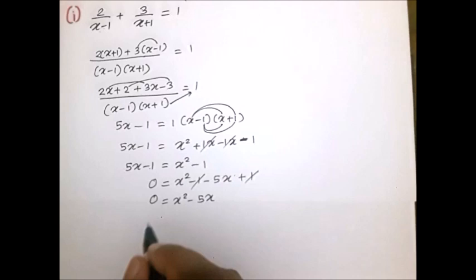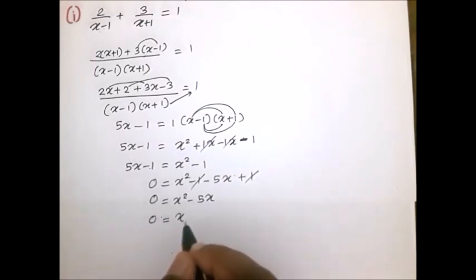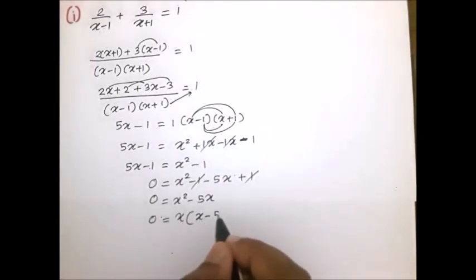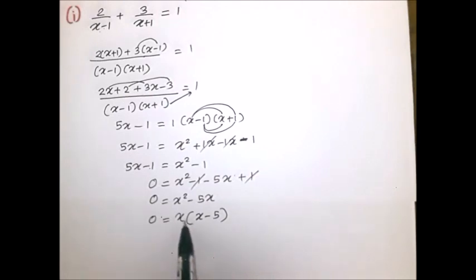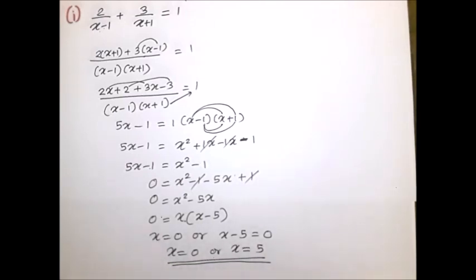Now factorize this expression. X is common, take it out, remaining x minus 5. Now here multiplication between these two factors is equal to 0, x equals 0 or x minus 5 equals 0. Subject x here, take minus 5 to the right side, it is plus 5. This is the answer for part I.